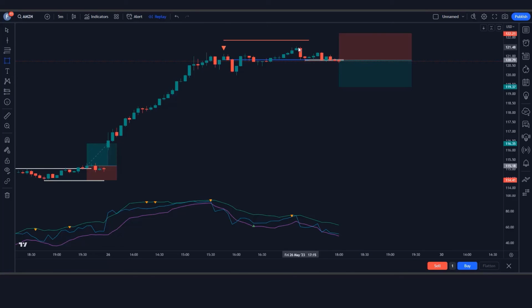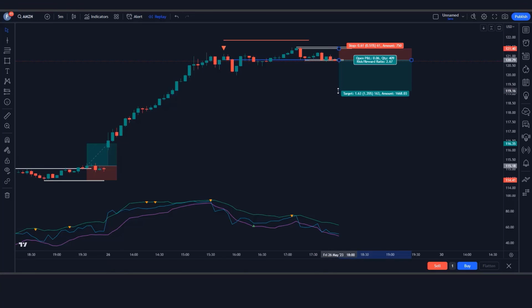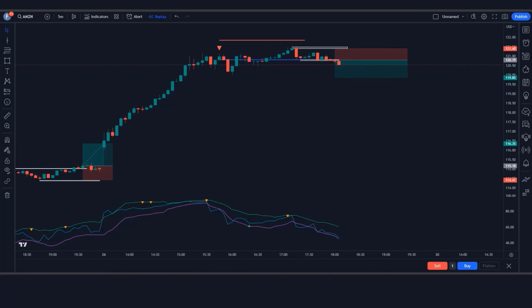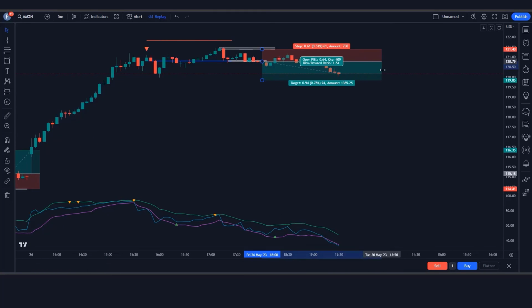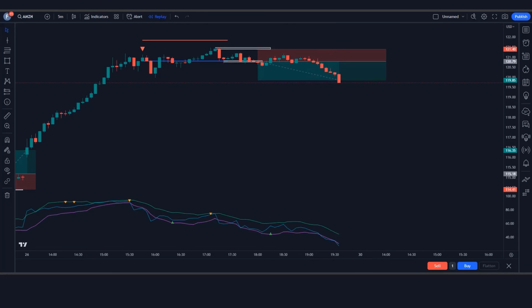Our stop loss is to be placed at the high of the previous candle, and the risk to reward ratio will be 1:1.5. Let's see what happens to our trade. We have won the trade.